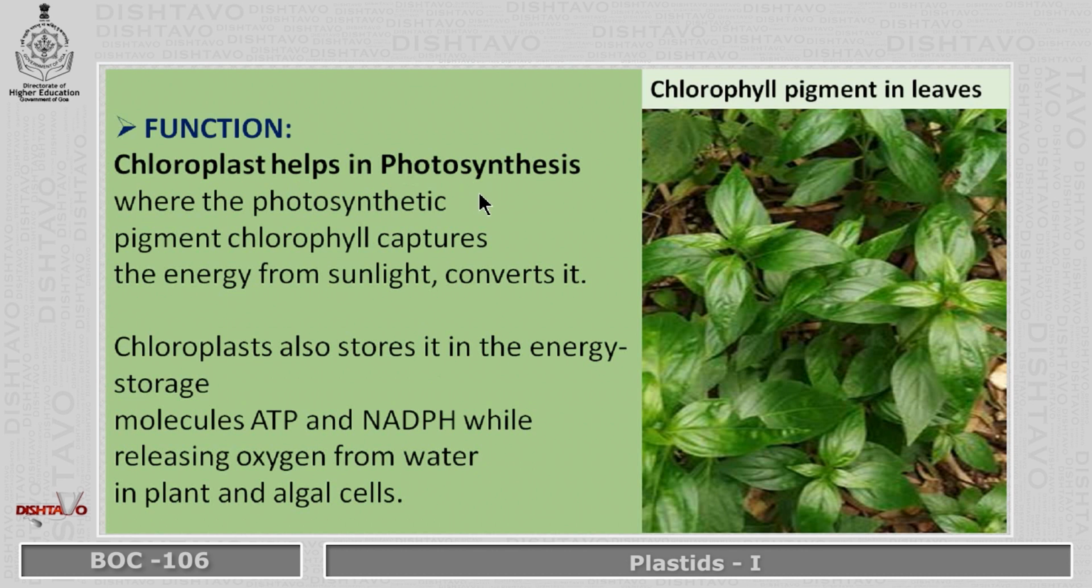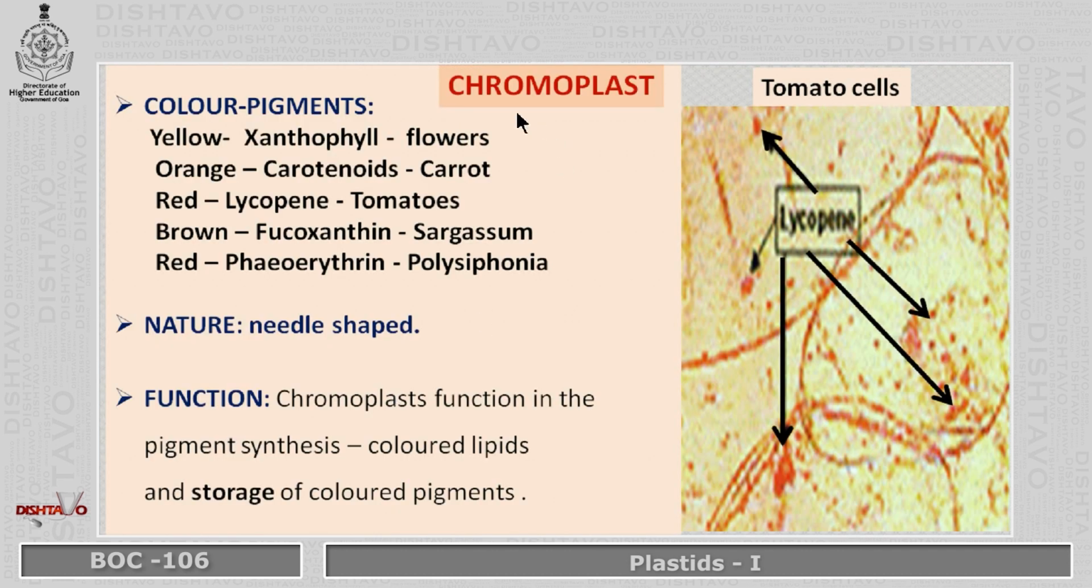They are the main cell organelles that help in photosynthesis. With the help of the chlorophyll pigment, they are able to capture energy from light and convert it. They store this energy in chemical form as ATP and NADPH molecules. And when this process of conversion of light energy is going on, we see oxygen being released by the plants.